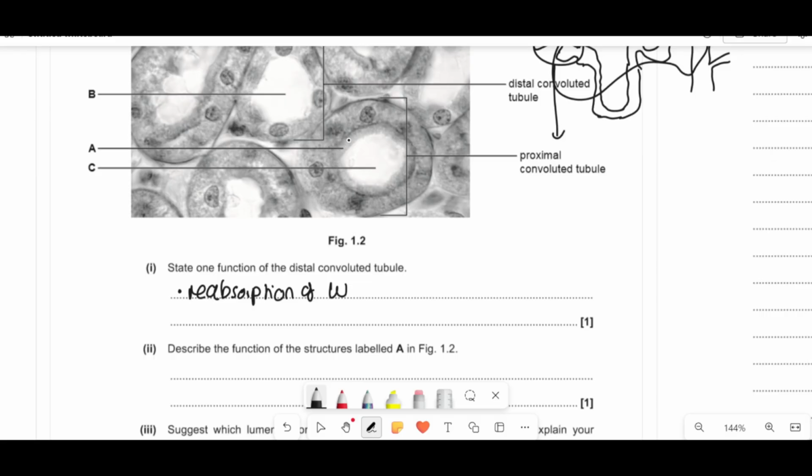Now, since in this diagram it's pointing at this lining here on the inner part of the tube, I'm going to put the microvilli there because that's what it's alluding to. It's not really talking about the cells themselves, so it's not going to be mitochondria.